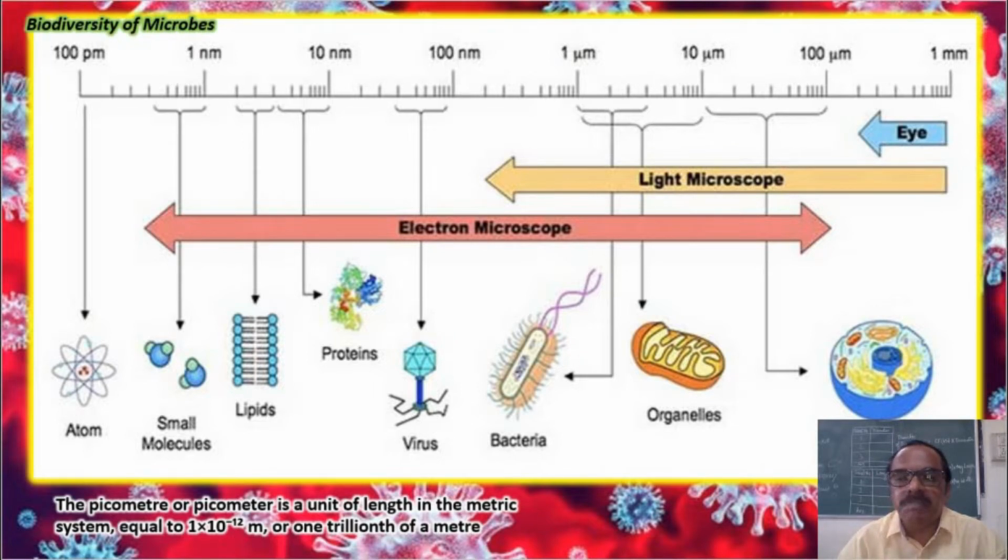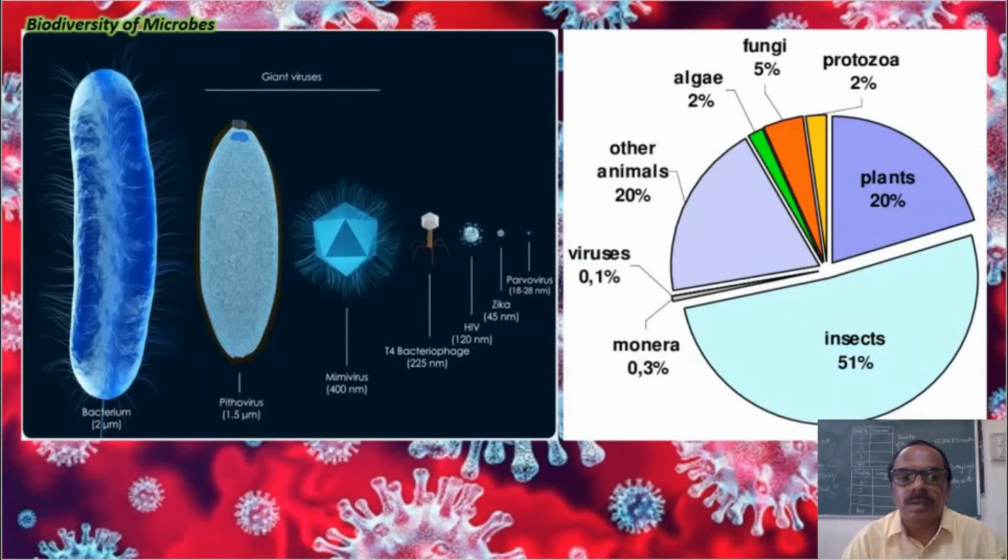These are the capacities of vision for different objects. If you want to see bacteria, you can use a light microscope, and some of the viruses, viroids and virions and other things are seen only under an electron microscope. We have different sizes of different living organisms. The largest virus is pithovirus, which is about 1.5 micron. The smallest virus is parvovirus, which is about 18 to 28 nanometers.